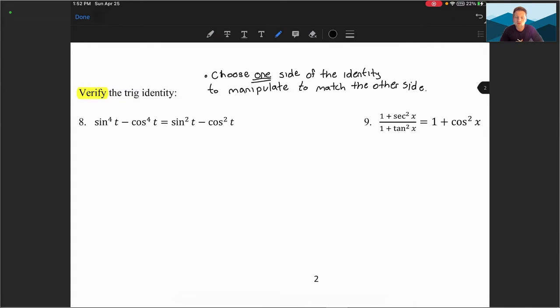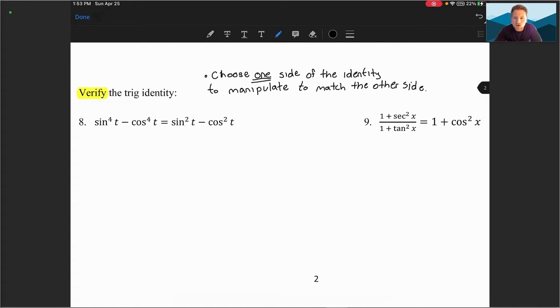Welcome. In this video, we'll take a look at verifying or proving trigonometric identities. So this is a little bit different than just simplifying the expression. In these trigonometric identities, we would like to choose one side of our identity, or this equation, and manipulate it to match the other side.